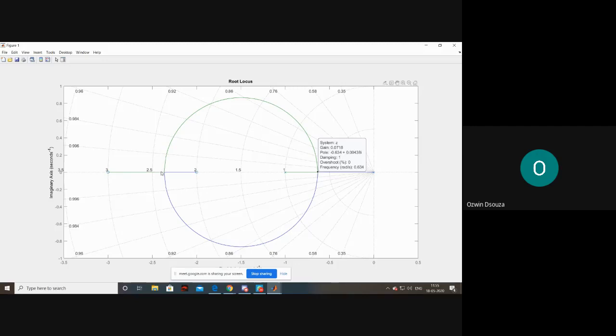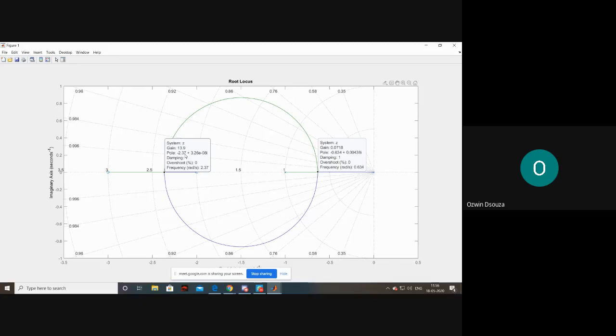Similarly, let us try to locate the second breaking point. That is somewhere here. What you have to do is place the cursor on this particular point and right click. The second breakaway point is -2.37, and in the handheld calculation we got the second breakaway point at -2.36. So it is agreeing with the theoretical results. This is how you can plot the root locus plots.